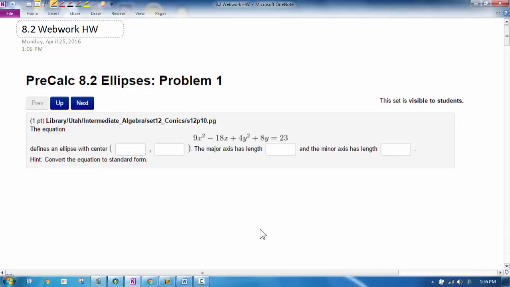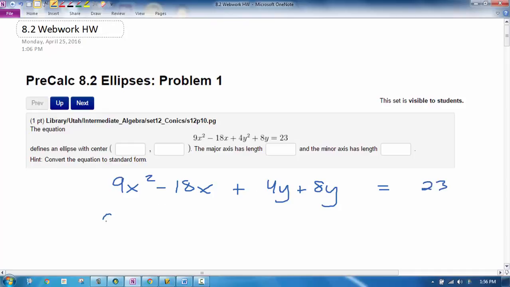Okay, section 8.2 is the next section. The first problem gives us this conic section. It's an ellipse, and it wants to know the center and the major and minor axis. So we're going to have to convert this to standard form. So I'm going to write this 9x squared minus 18x, plus 4y squared plus 8y, and leave a little bit of a space here, equals 23.